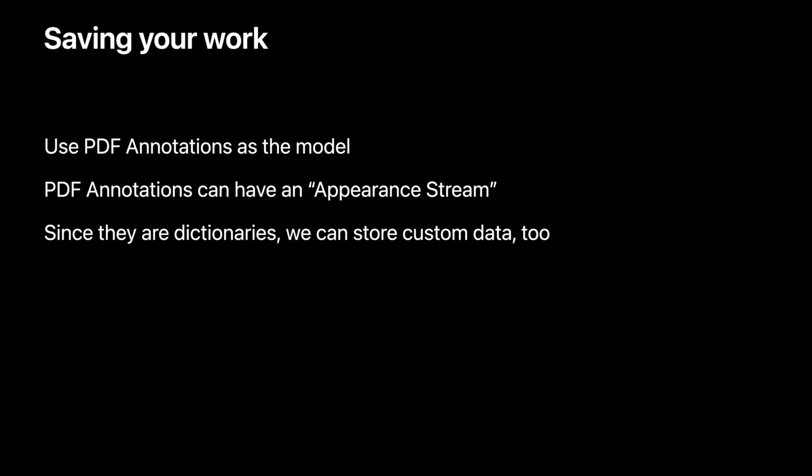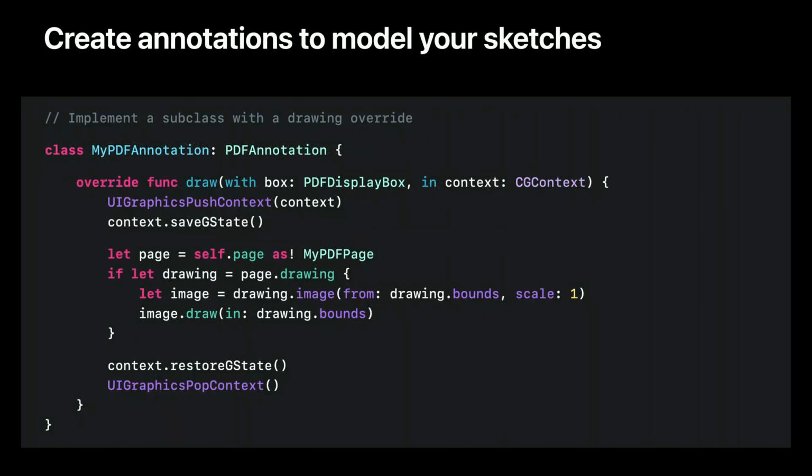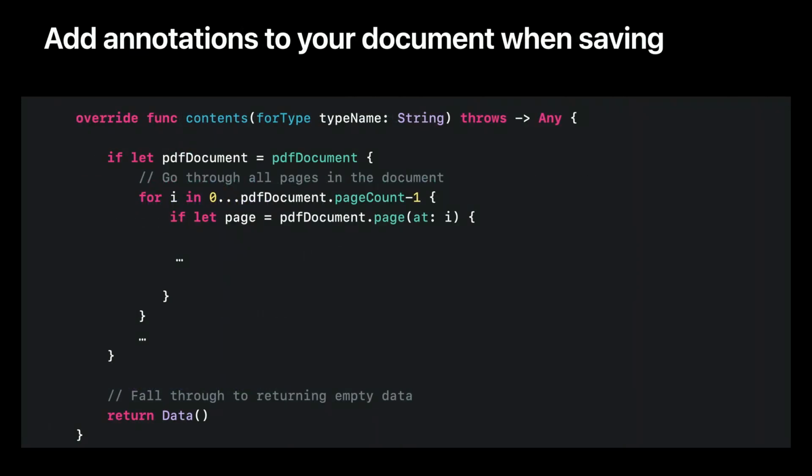So let's see what the code looks like. Start by creating a subclass of PDF annotation. We do this in order to override the draw method. PDFKit will call this method when it saves the appearance stream that I mentioned on the last slide. To save our document, we override UIDocument's contents. Here's an overview of the function for context later. We loop through all pages of the PDF document. We'll flesh out the loop next.